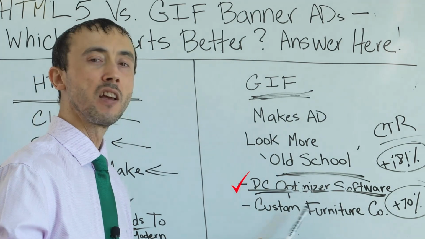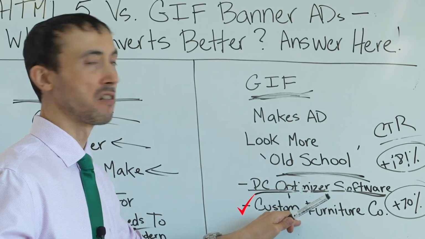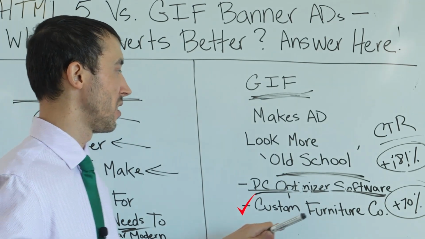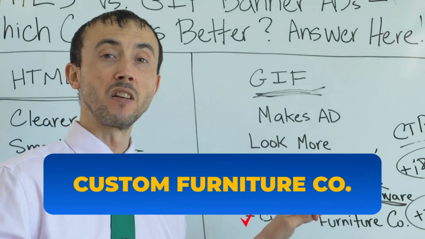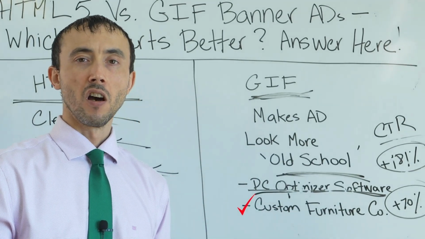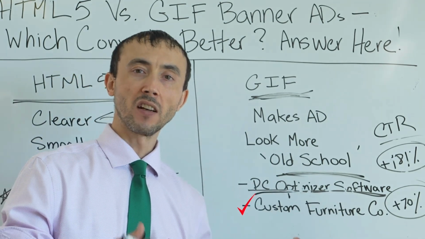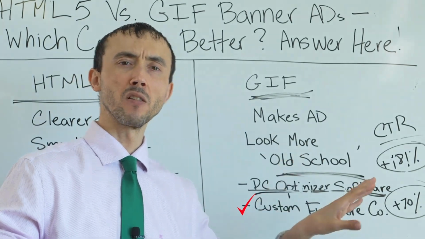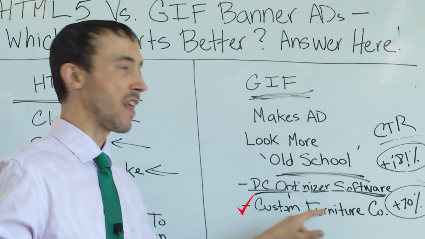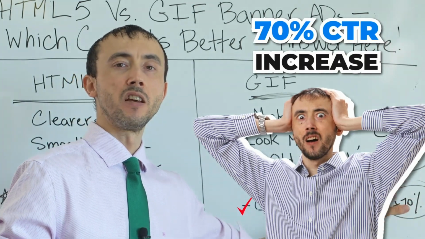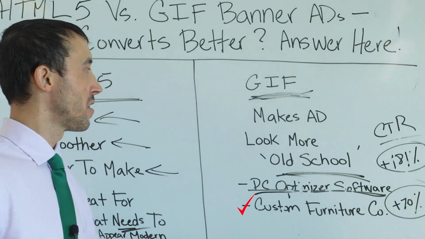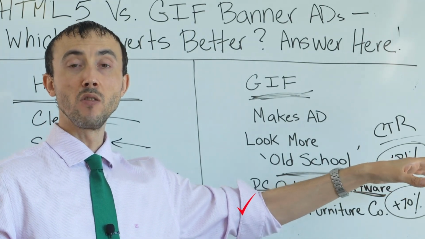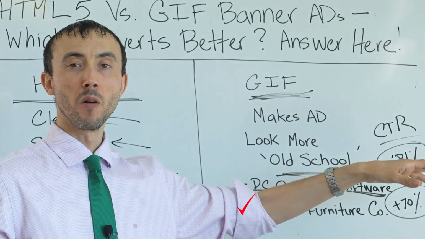So anyway, the second use case here where we got considerably more click-through rate using GIF ads versus the HTML5 ads was with a furniture company that made custom furniture, custom tables, stuff like that. They did epoxy resin tables, and they also make custom fireplace mantles and stuff like that. The GIF ad in that case got a 70% increase in click-through rate. So not nearly as much as the software company, but still, that's in terms of stuff that you can do split testing wise to get more profitability out of your ads.